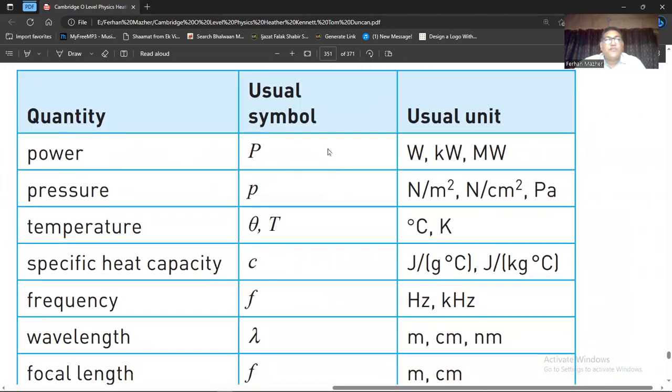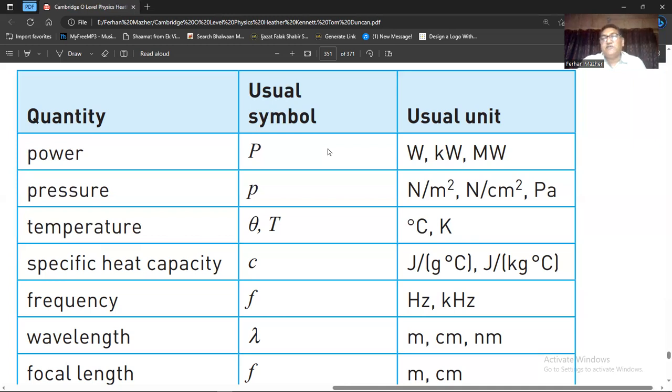The power is represented with the capital P. Its unit is watt. Sometimes we use kilowatt, sometimes megawatt. Pressure is represented with the small p, and its units are Newton per meter square, Newton per centimeter square, and Pascal. Temperature is represented with theta, and sometimes with the capital T. Its units can be degrees centigrade or degrees Celsius, or Kelvin.